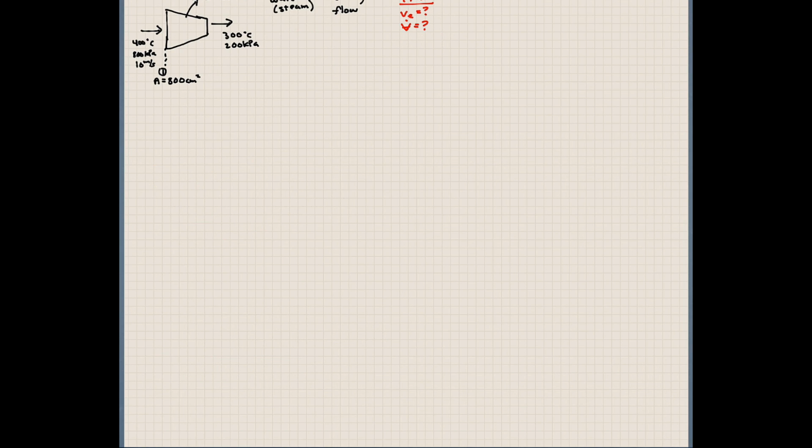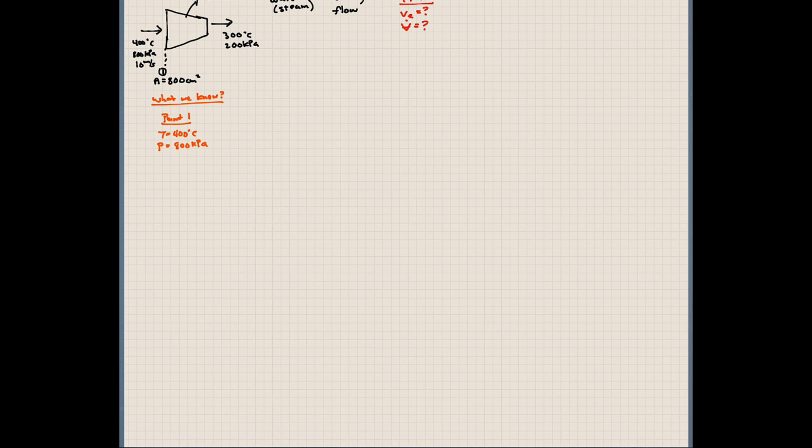Okay, so where do we start in this problem? Well, what I would like to do is just go ahead and start with writing down what we know. What do we know? Well, we know at point 1 that the temperature is 400 Celsius and the pressure is 800 kilopascals.